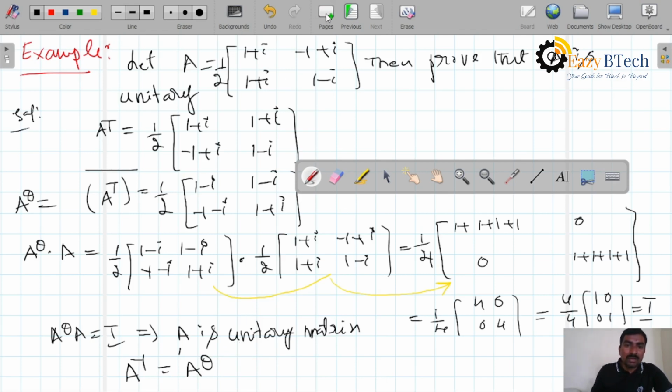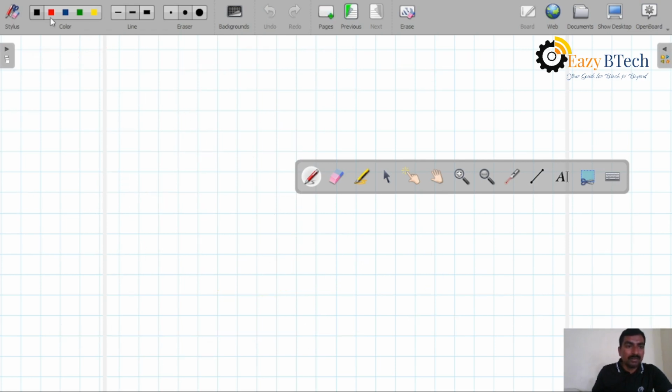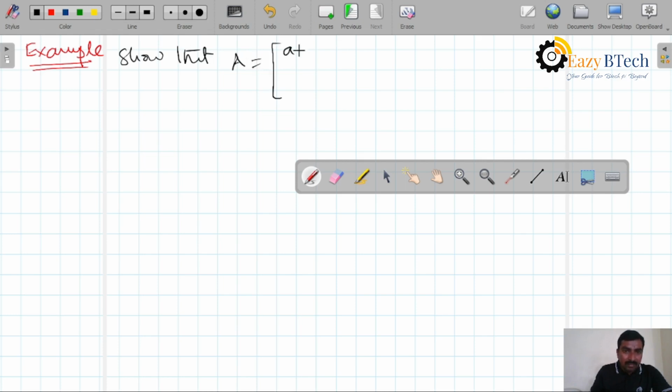I will tell you one more example. It is a very important example for your examinations. This is a very important example. What is that? Show that A equals the matrix with first row a plus ic, minus b plus id, and second row b plus id and a minus ic. The given matrix is unitary.